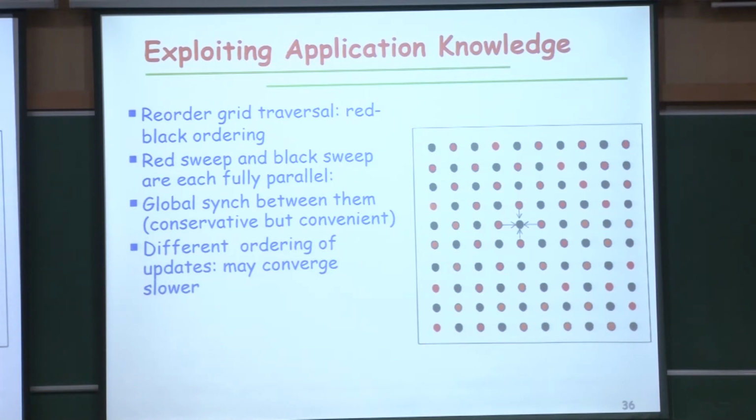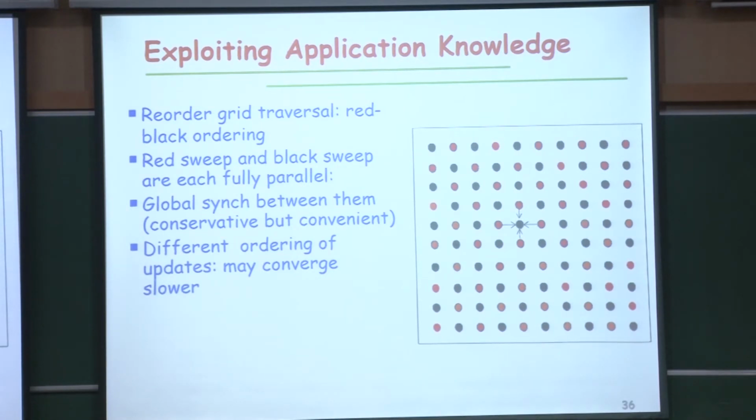Of course, I am violating some semantics of the original sequential program. In the original sequential program, this black point is supposed to take the new values of these two red points. I have not taken that. But I know in this application, this will not affect my convergence condition. It may take a little longer to converge, but it will eventually converge, and I will probably converge to nearly the same value, within the error margin.